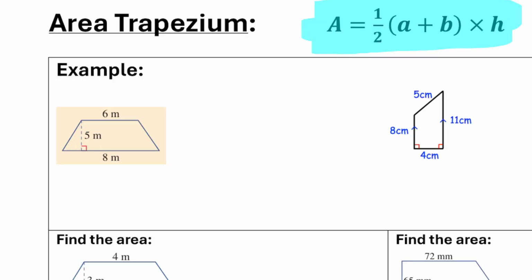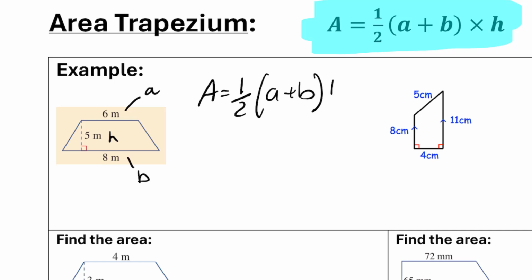So looking at our first picture here, this top one is A, this bottom one is B, and the height is in here. So to find area or any sum, we write down our rule. Area is equal to a half (A plus B) times H. So we're just substituting in.